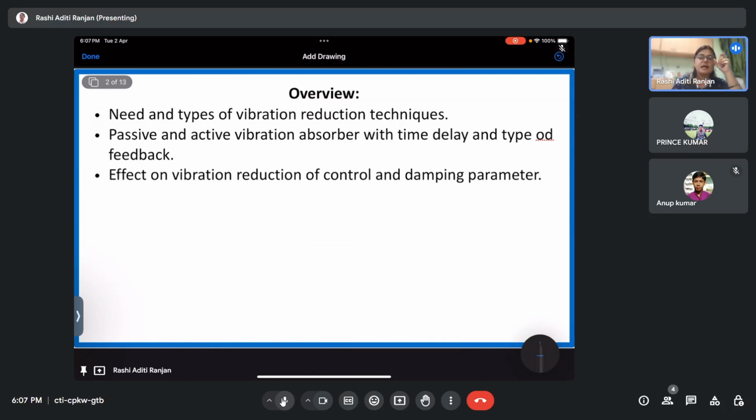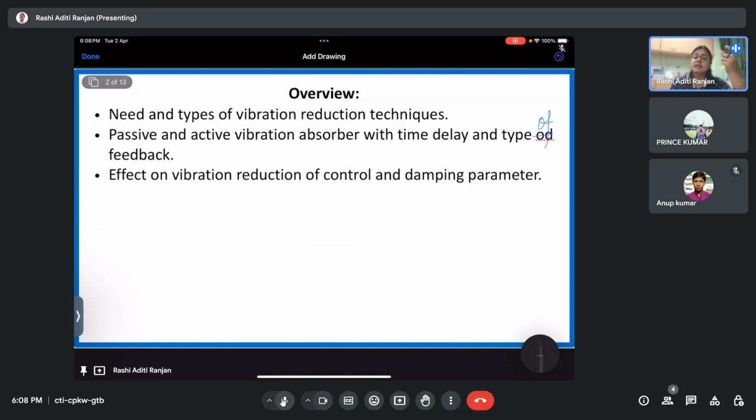Apart from that, there are passive and active vibration absorbers, which may have a time delay and feedback as well. When I say time delay, what I mean is that there can be some time which the machine or the actuator takes in order to actuate. For example, if I apply force on an actuator, in order to transmit that force, if it is an elastomeric body, it can take time to actuate, though it can be in milliseconds, but still it takes time.